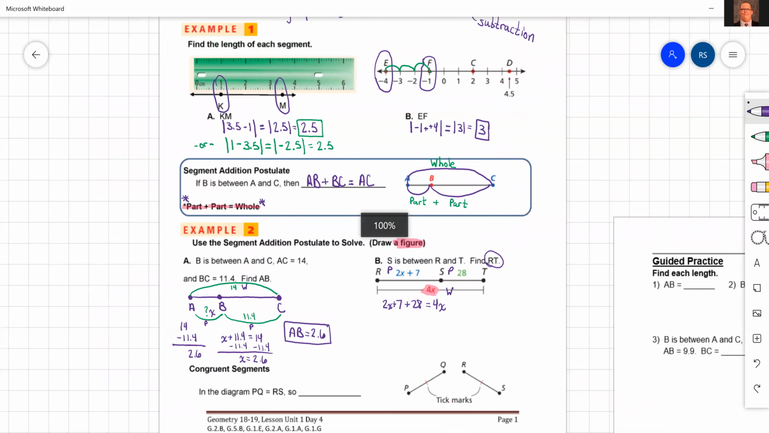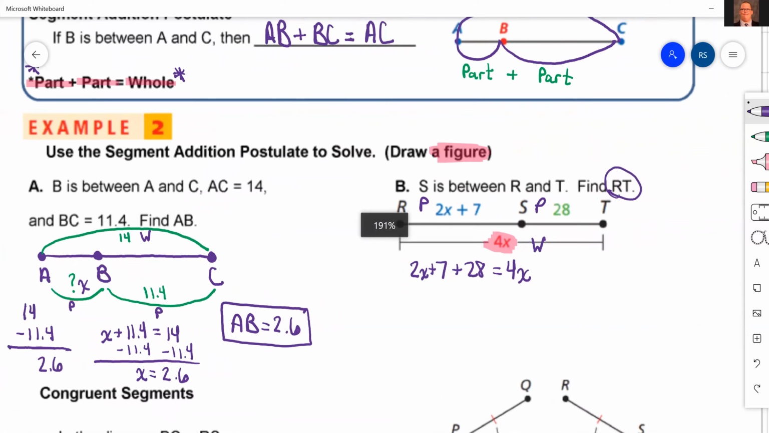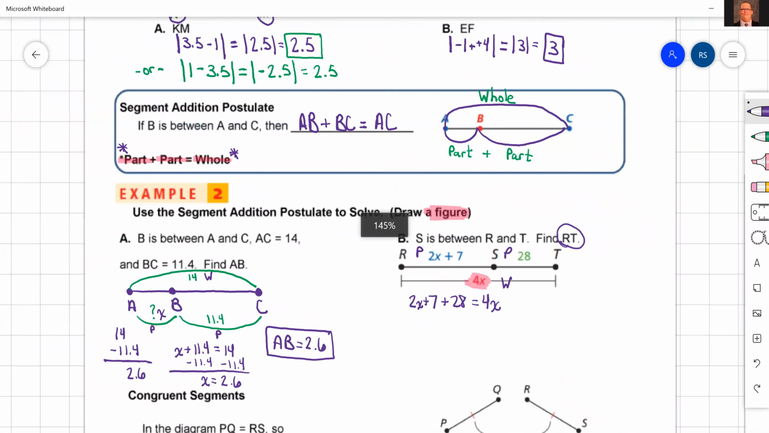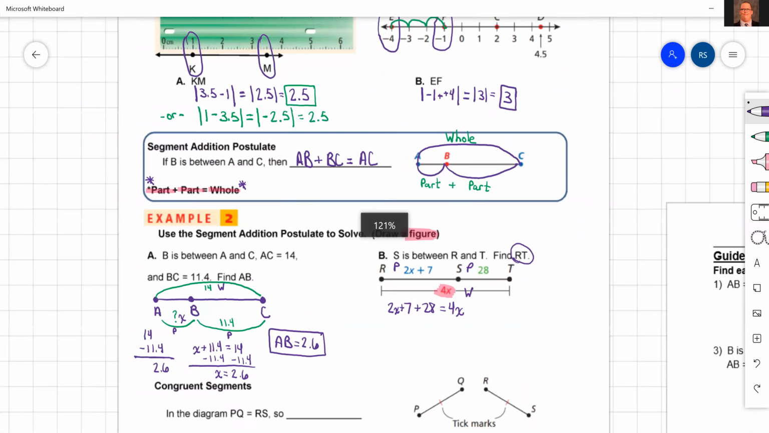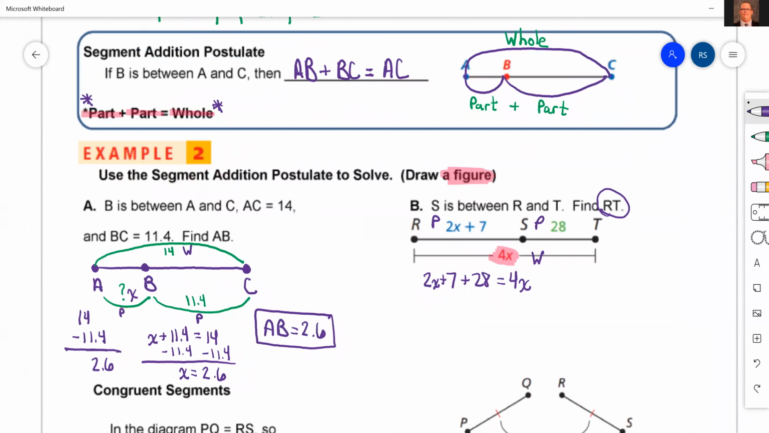Okay. First, though, we've got to combine like terms, because I have a 7 and a 28 over here. So if I combine those together, I get 2x plus 35 equals 4x.